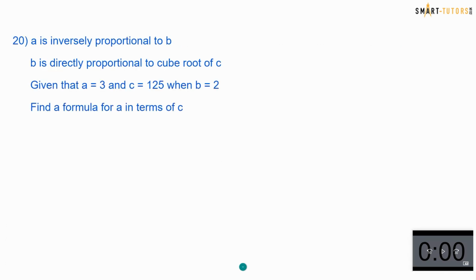Question number 20. A is inversely proportional to B. B is directly proportional to the cube root of C. Given that A equals 3 and C equals 125 when B equals 2, find a formula for A in terms of C. Let's give it 1 minute. Try to work out the direct proportion and inverse proportion, two sets of formulas, and try to merge those two formulas to find an equation for A in terms of C.